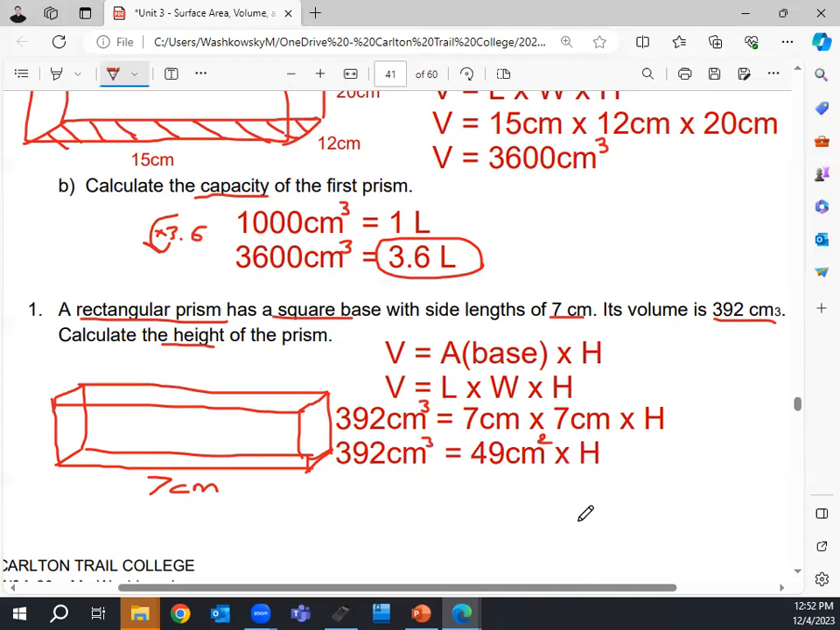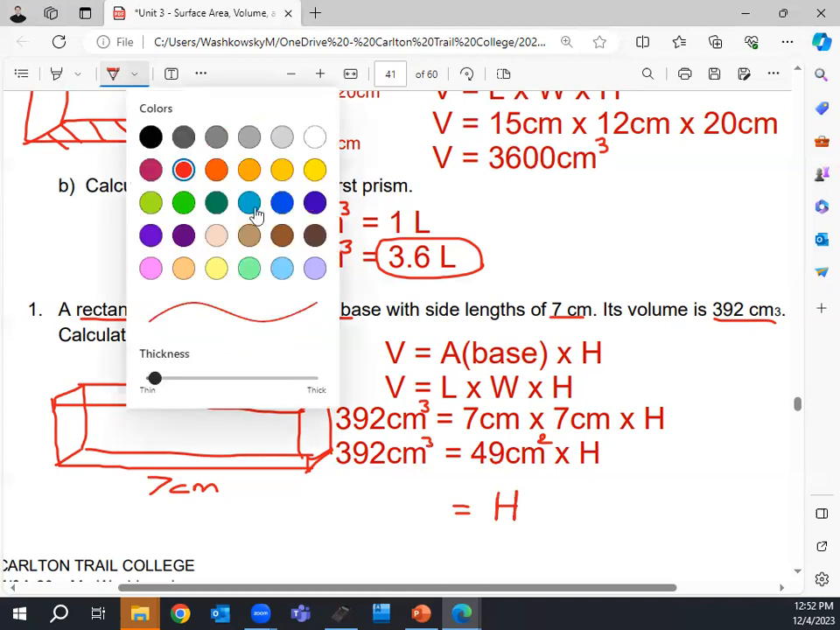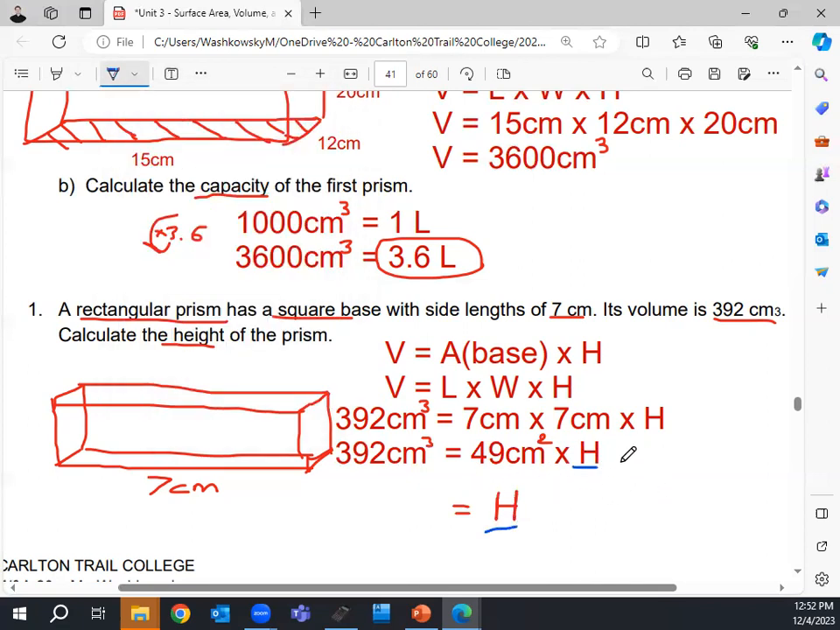Now, how could I find the answer to this? All I care about is that I eventually want to figure out what h is, what the height is. Would you go 392 divided by 49? Yeah, I'm just going to do the opposite of what's happening. Well, what do I care about? I care about this h here. I need to get that down here. So I need to do the opposite of what's happening. What's happening to h? It's being multiplied by 49 squared centimeters. So I need to do the opposite to both sides, which is divide by 49 squared centimeters.